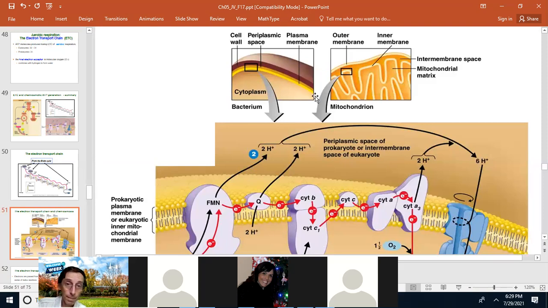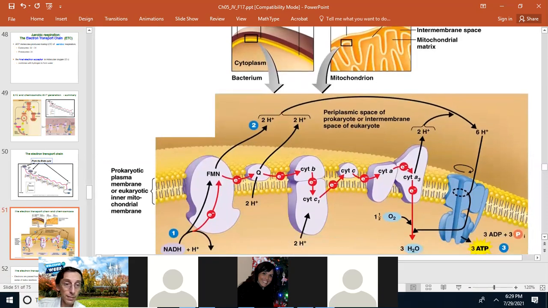Yes, the prokaryotic cell is pumping these hydrogen ions into the cell wall. And then the hydrogen ions are coming back across the cell membrane of a prokaryotic cell by this protein channel right there. All right, any question about any of that?